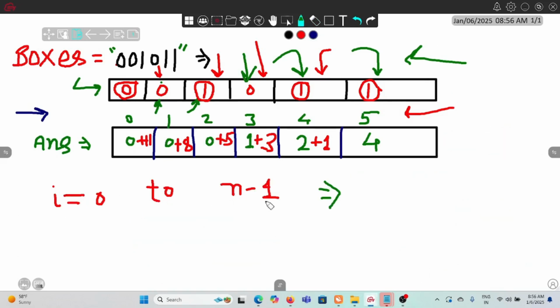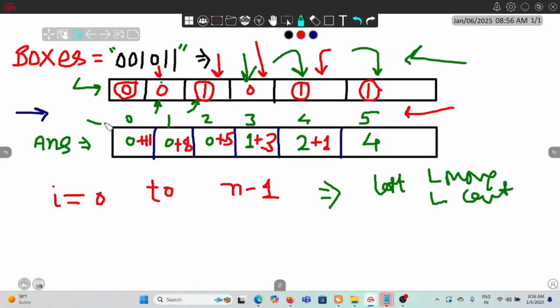When we did the left operation, we started from i equal to 0 to n minus 1, right? This was our left side operation, and we have our moves and count. In the left move, we can call them L moves and L count. So it was starting from 0 to n minus 1.